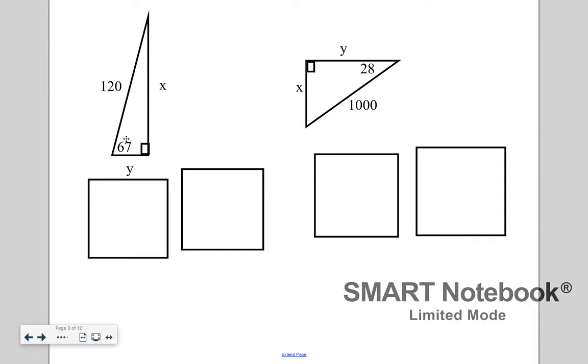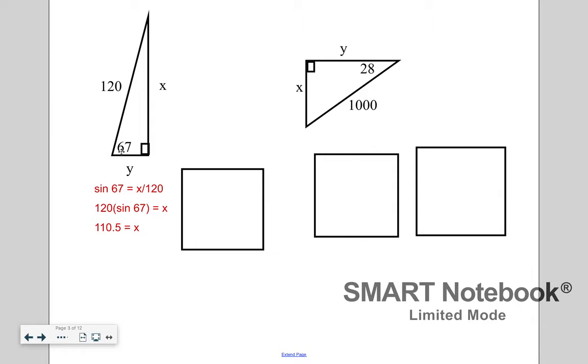So to find x, I'm going to use the 67-degree angle, and I'm going to look and say, okay, what is x to 67? It is opposite of the 67-degree angle, and I know the hypotenuse. So I'm looking for a trig function that uses opposite and hypotenuse, and the answer to that would be sine. So the sine of 67 equals x, the opposite side, over the hypotenuse. Then I'm going to multiply both sides by 120, type it in my calculator just like that, and I get that x is 110.5.